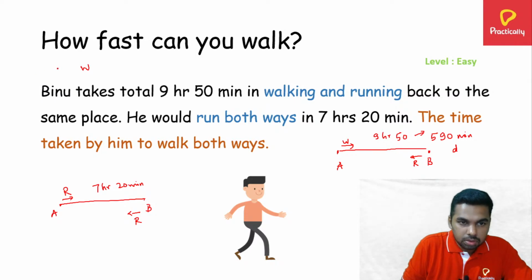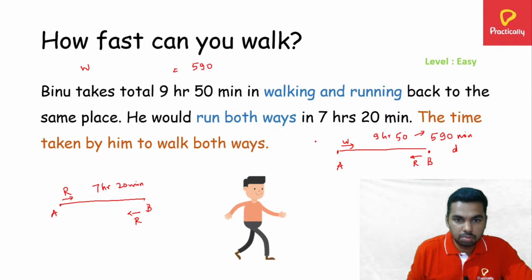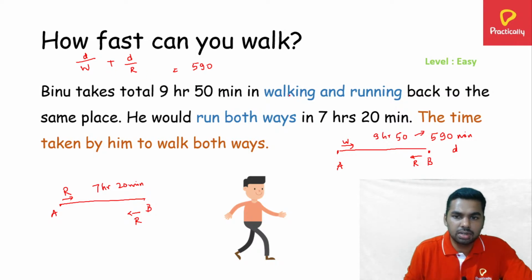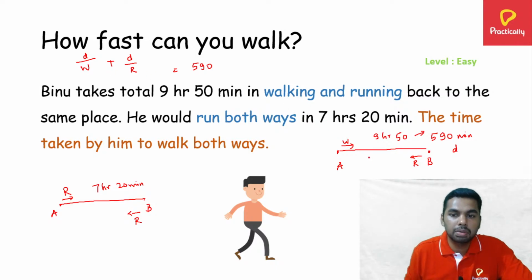Okay, so this 590 is nothing but the distance between A and B, which is D, divided by the walking speed, plus D divided by the running speed. So D divided by R. So this is the total time taken. So everybody knows this relation, right? What is the relationship between distance and time?